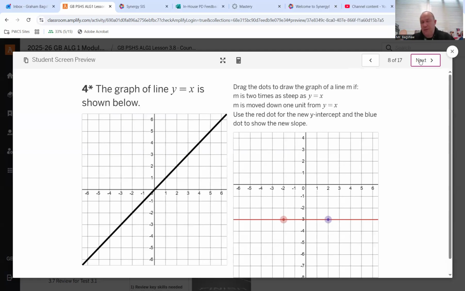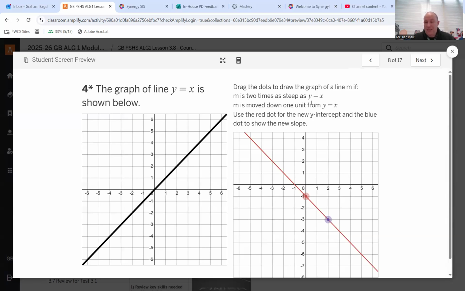If you only have the 2 dots on the picture, it's not going to work. So y equals x, you can see goes through 0. And it says for this one, we're going to move it down 1 unit. So if I move it down 1 unit, it would go through -1. Now, the slope of this line here is just 1. Goes up 1, across 1.